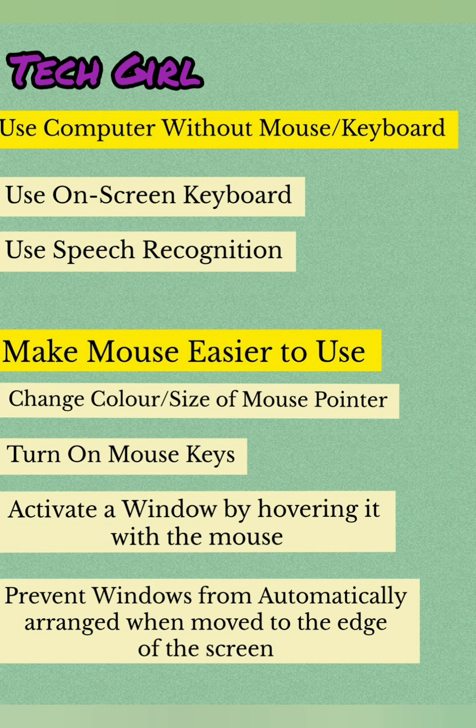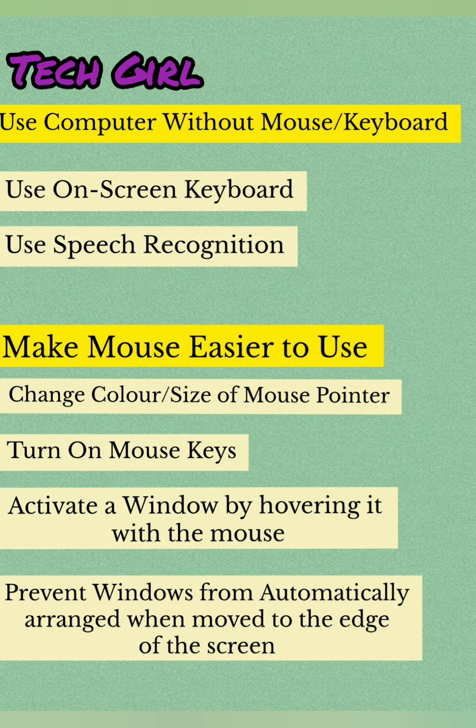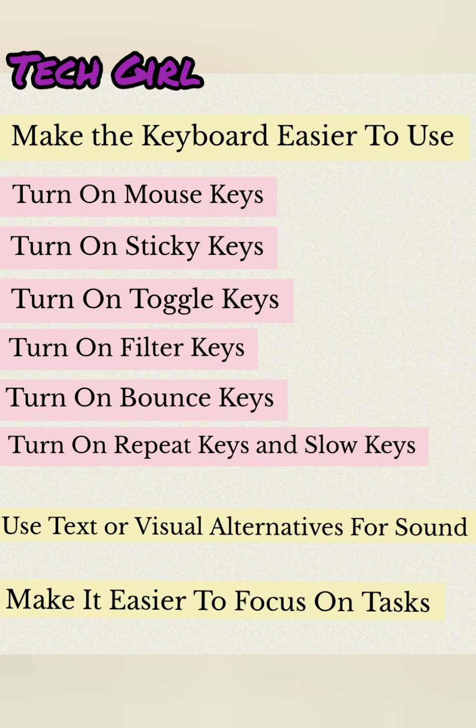This option prevents the window from getting automatically resized and docked along the sides of the screen when they are moved to the corner of the screen. Next heading is make the keyboard easier to use, and these options are helpful for the people who have physical impairment. The first option is turn on mouse keys. This option enables a user to use a numeric keypad instead of a mouse to move the mouse pointer.